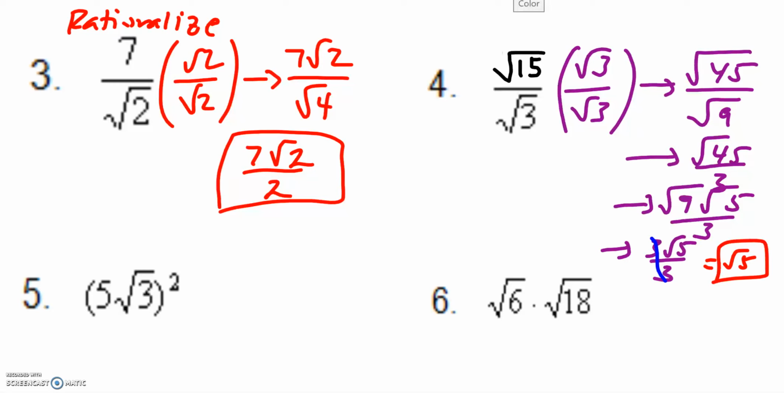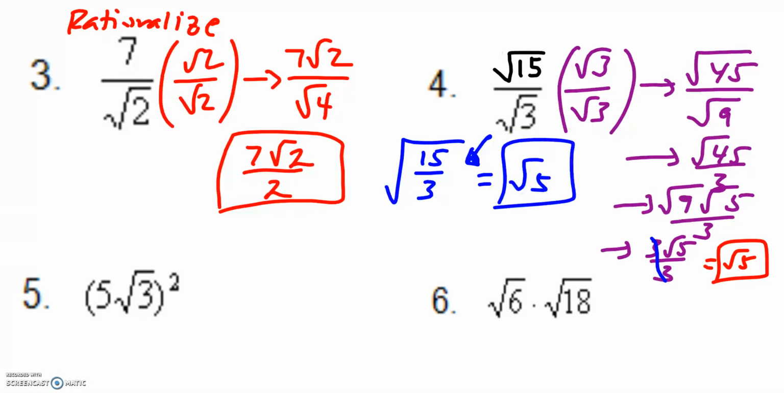Now, if you're interested, you could have done this problem a lot more quickly. If you notice that there's a square root on top and bottom, this is the same thing as saying this is the square root of 15 divided by 3, which then equals the square root of 5. The reason we couldn't do that here is because this does not have a square root on it. So you could either do the way in blue or the way over here in purple.